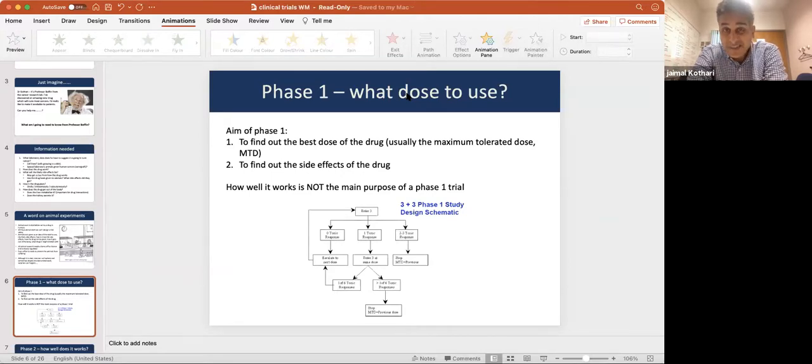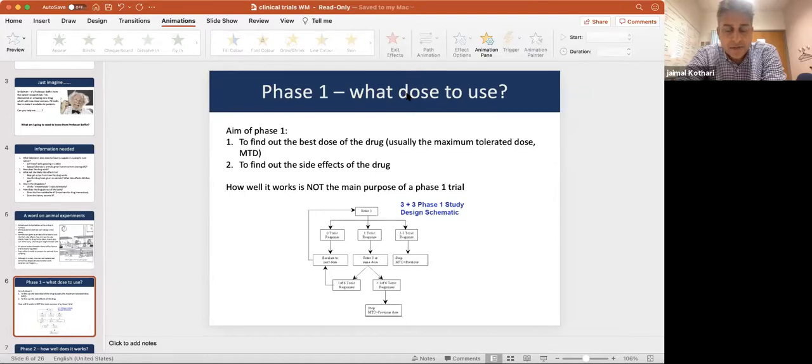So the aims of phase 1 is to find out the dose and to find out the side effects. The key thing is that it's not the main purpose of a phase 1 study to see how well it works. And there are a variety of strategies that you can use to try and understand what dose to use and what toxicity you may get or expect from different doses.